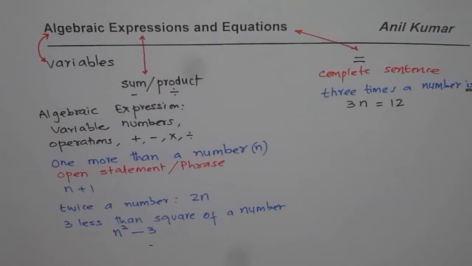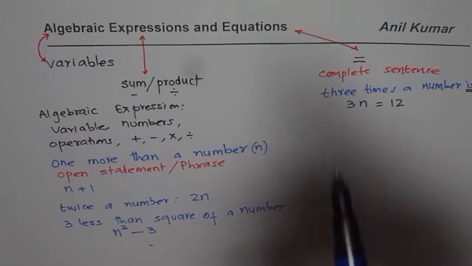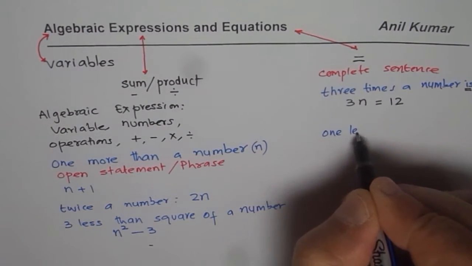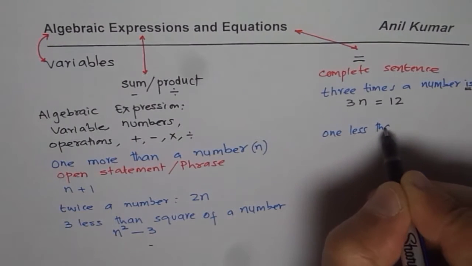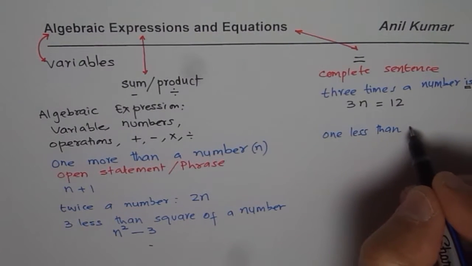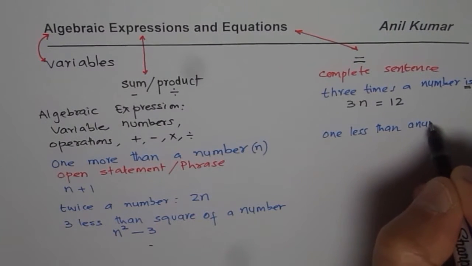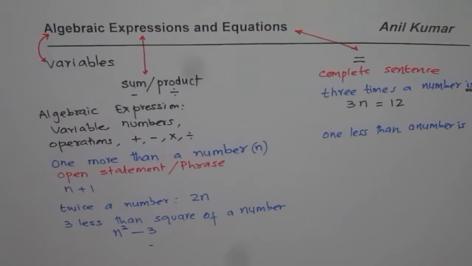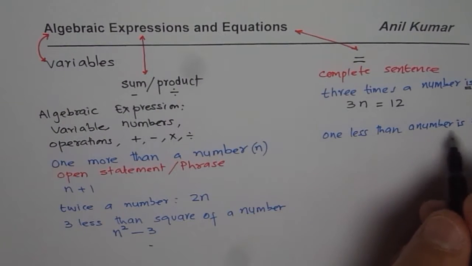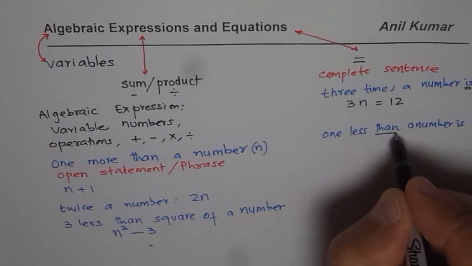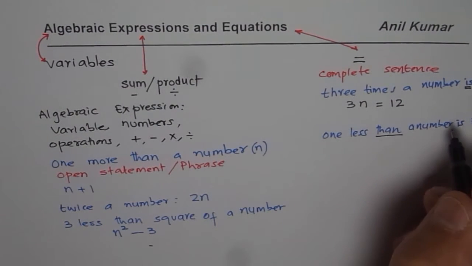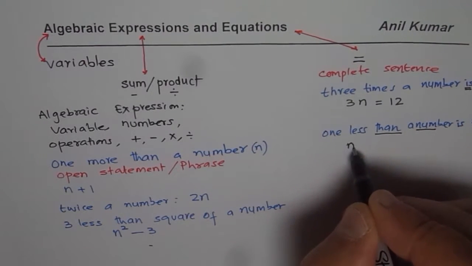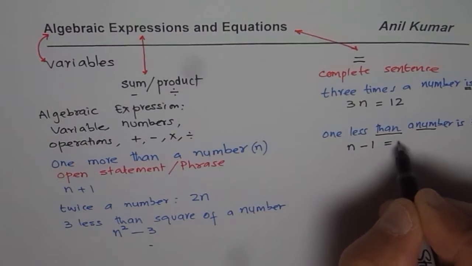So we could have a statement like 1 less than a number is 5. It really means I'm writing 1 less than a number. Remember, whenever than comes, then 1 less will be afterwards. Less than what? Less than a number. So n minus 1 is 5.